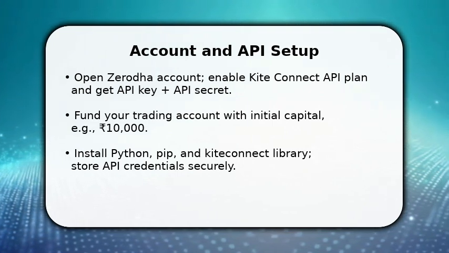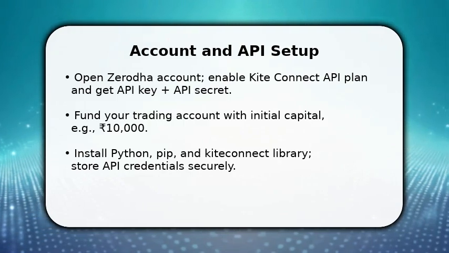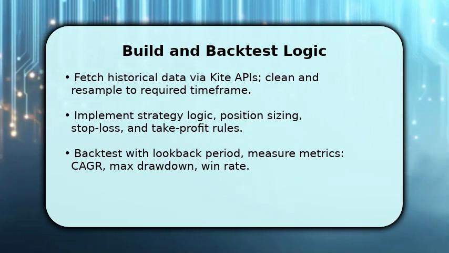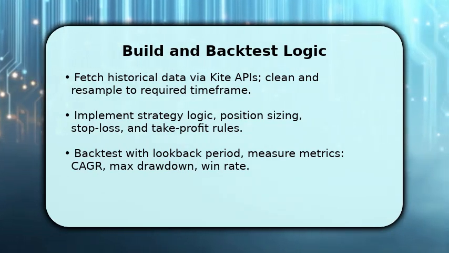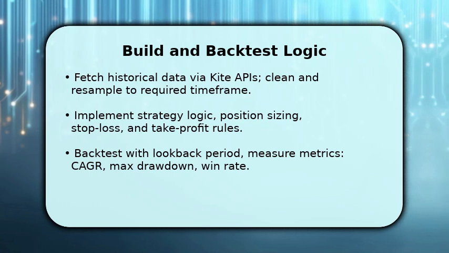Now, prepare a folder for code, set up a virtual environment, and save your token handling function. You next write the core strategy and validate it. Pull historical OHLC via Kite, resample to your trade timeframe, and implement entry, exit, and risk rules.